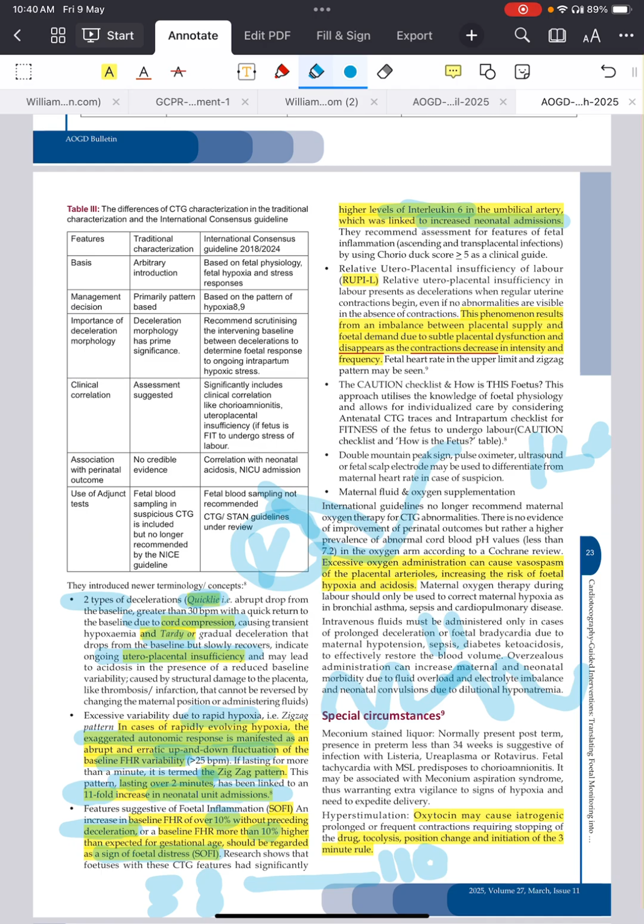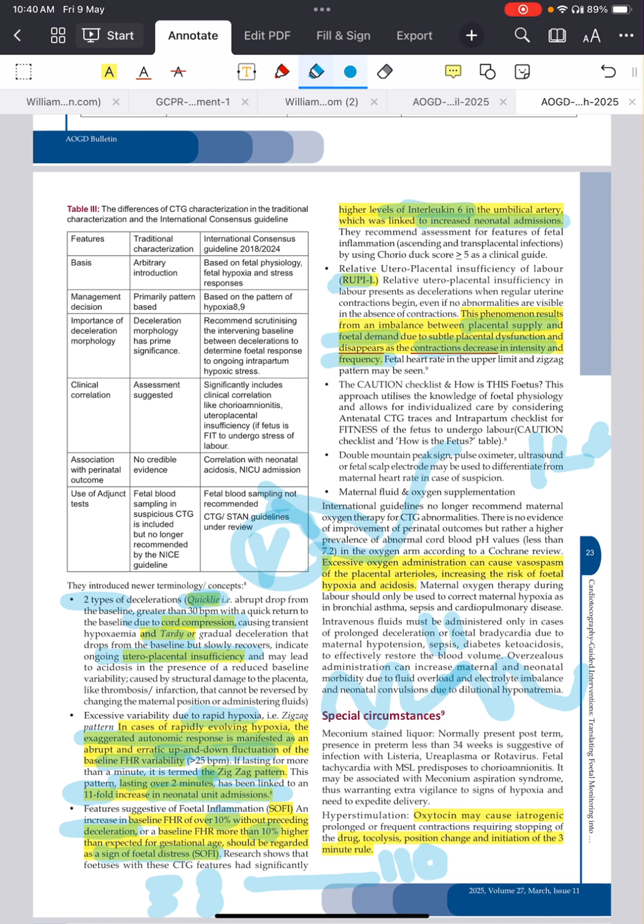One more term is RUPI. RUPI is relative uteroplacental insufficiency. This phenomenon is because of an imbalance between placental supply and fetal demand. So there is subtle placental dysfunction, and as the contraction intensity and frequency decrease, the dysfunction disappears. That is related to uteroplacental insufficiency of labor. That's it.